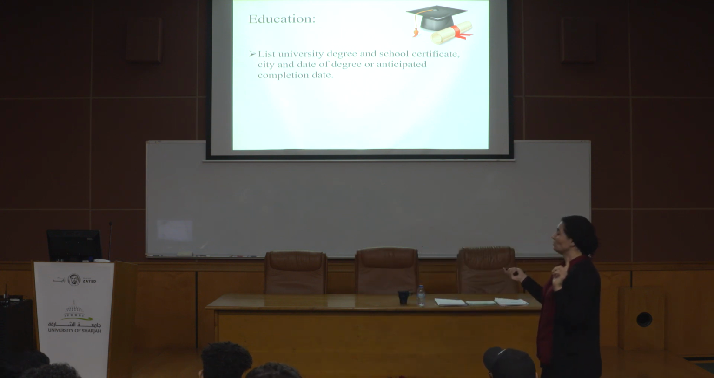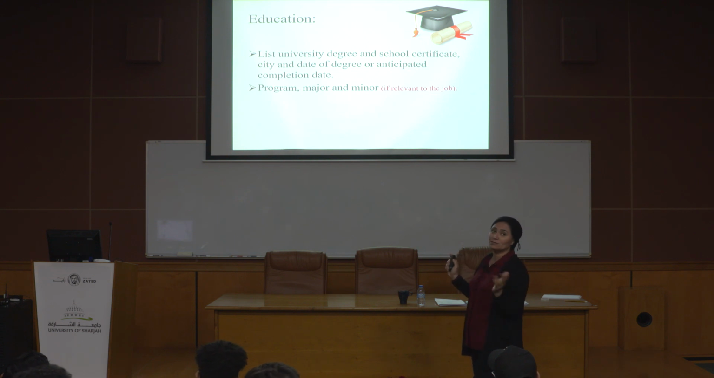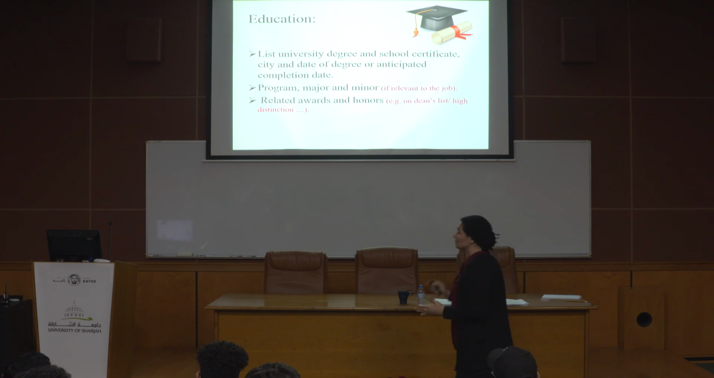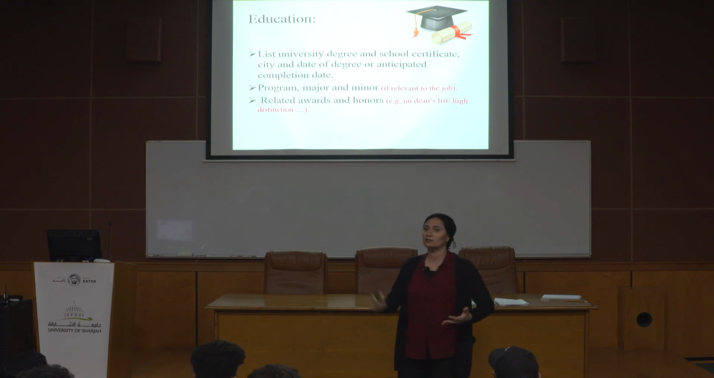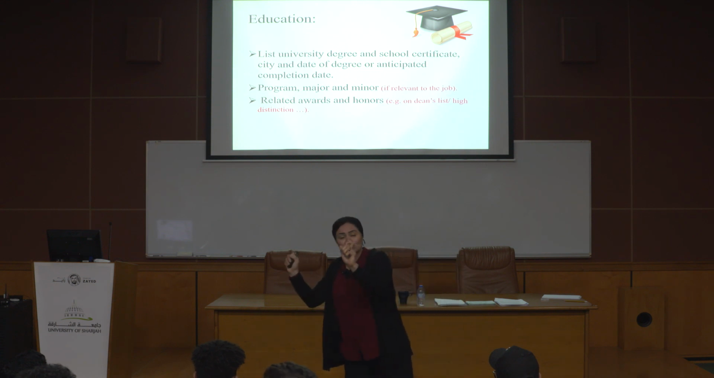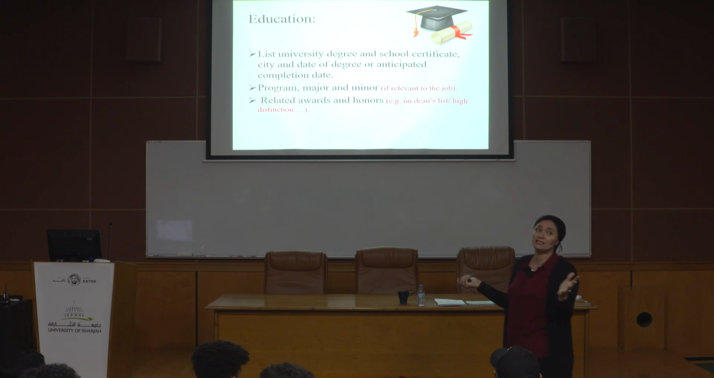You have to mention the name of the university and the place of the university. Program, major and minor if relevant to the job. If not relevant, there is no need to mention. Related awards and honors: if you were on the dean's list, if you got an award or a prize, please mention it in this place if it is relevant. If you have high distinction, you got excellent, A grade, mention it. If it is C, don't mention, no need.